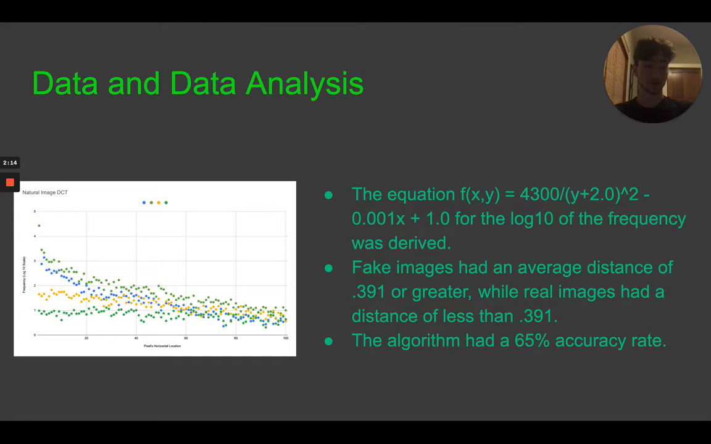The equation of 1 over f squared was originally derived and then later optimized by my program to create a new equation as shown in the slide. This equation represents the log 10 of the frequency values for the natural image. Fake images were found to have an average distance of 0.391 or greater than the curve of the natural images, while real images had less than 0.319 distance from the curve. This algorithm had a 65% accuracy rate within the testing data.